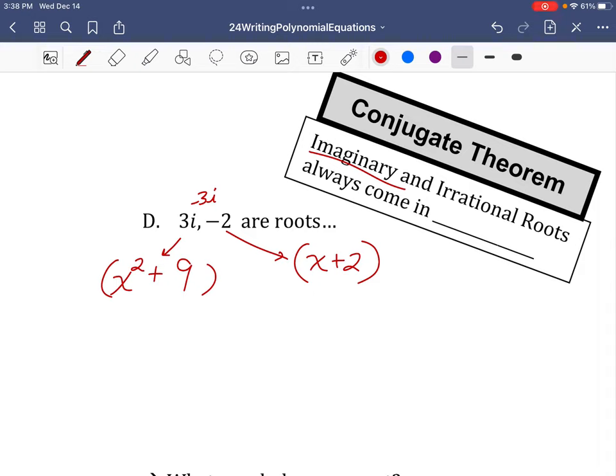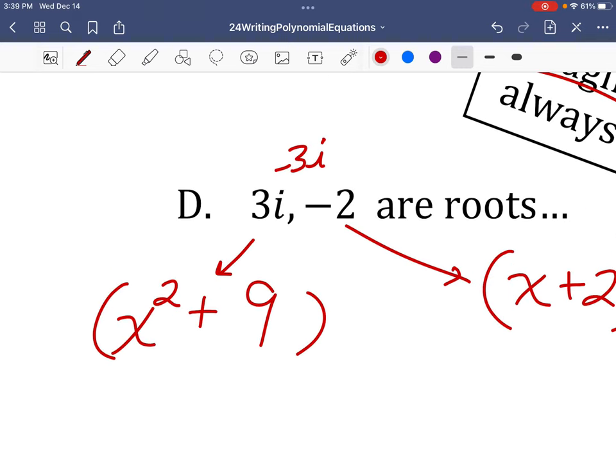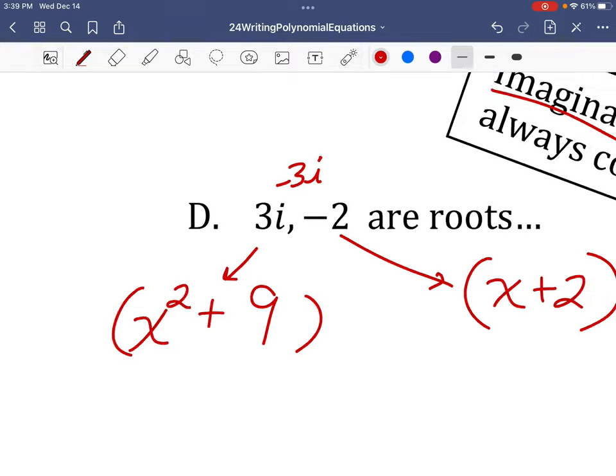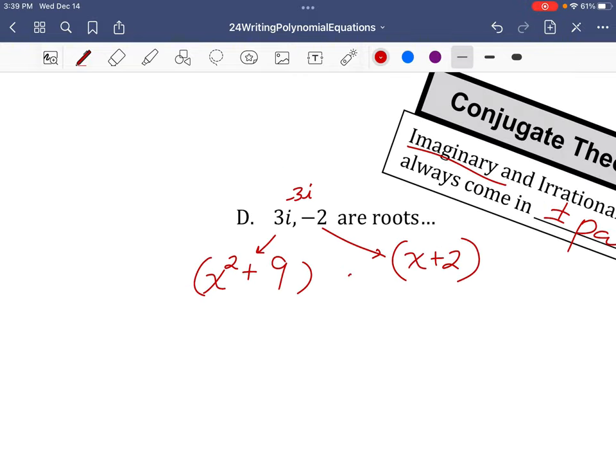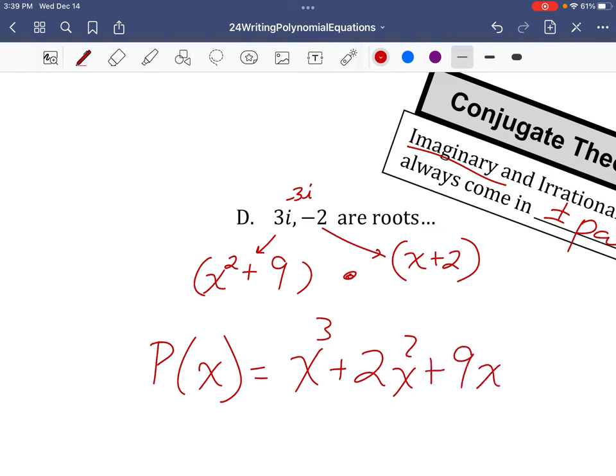Imaginary numbers always come in plus or minus pairs. That's why we had x squared, and then of course the plus 9. Now kids, you still want to multiply these together, and when you multiply them together, you get x cubed, 2x squared, 9x, and 18. So we get x cubed, 2x squared, 9x, and 18.